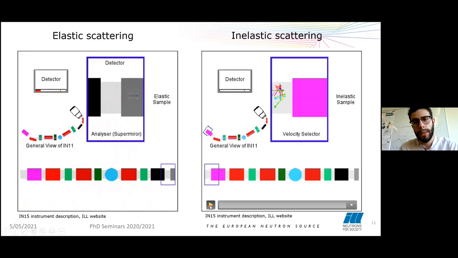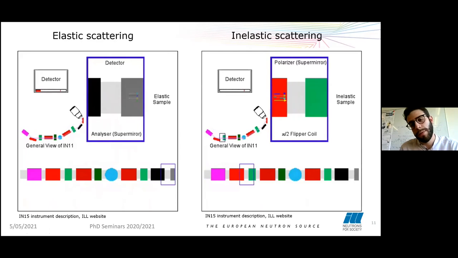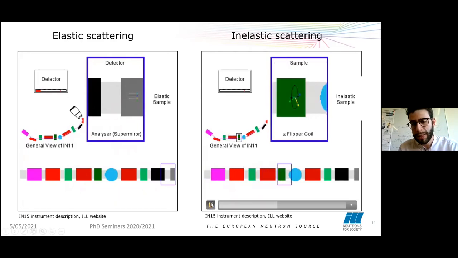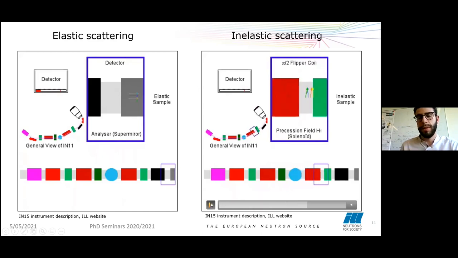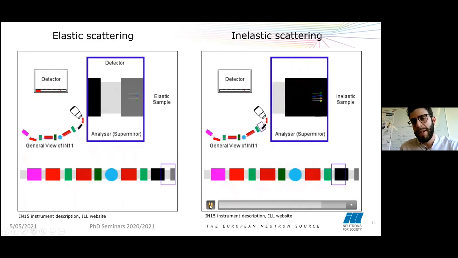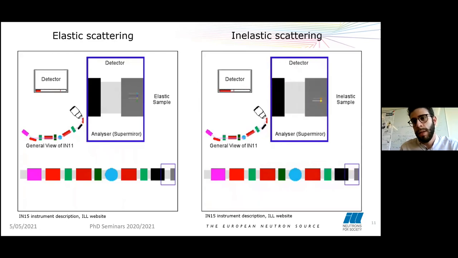In the case of inelastic scattering, the path will be the same, while now we have an energy exchange in the sample. So we will see that the color of the arrows changes. So we have changed the velocity. So the velocity will change the number of precessions in the solenoid. So in the analyzer, we lose some neutrons, and the signal in the detector is smaller with respect to the elastic scattering.